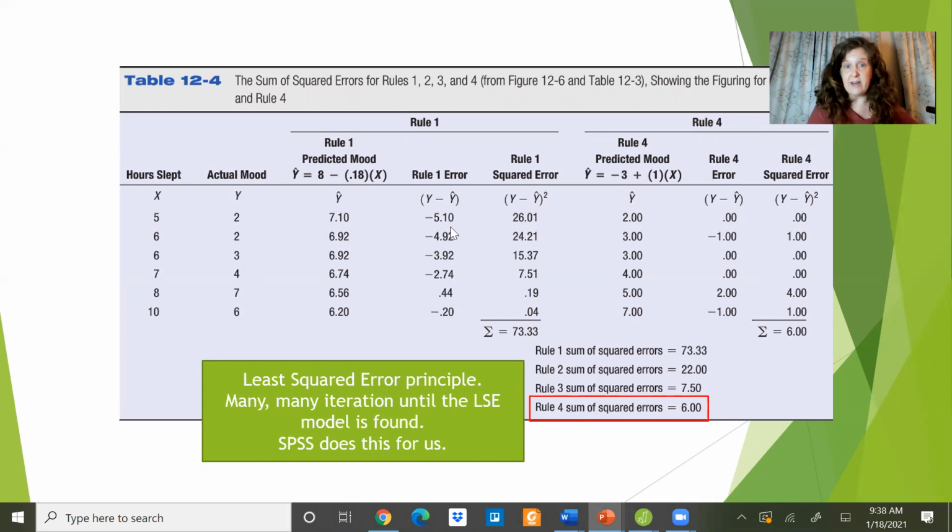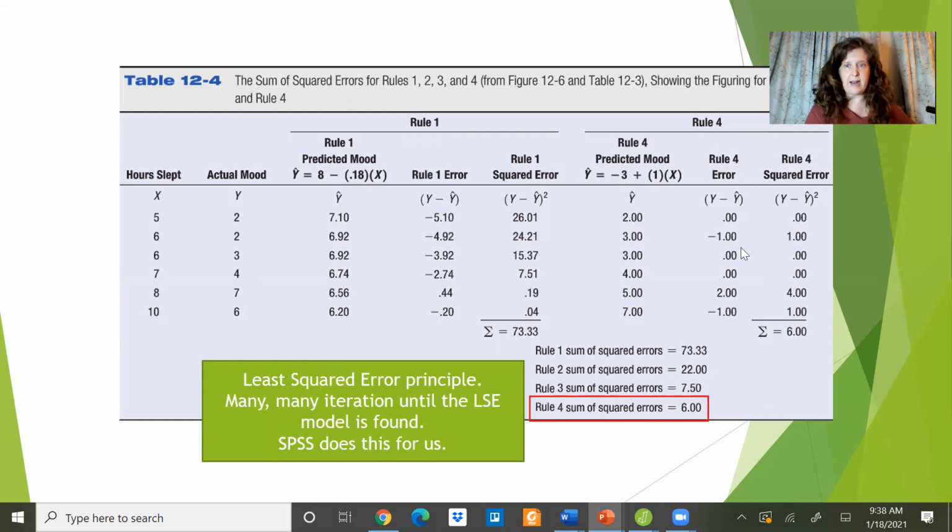Bunch of positive and negative. So if we just add this together to get some grand total of the amount of error, positive and negative numbers are going to cancel each other out. So what do we do? You square them all and you add them together. And then you do that again for rule 4. Remember, rule 4 was a contender.